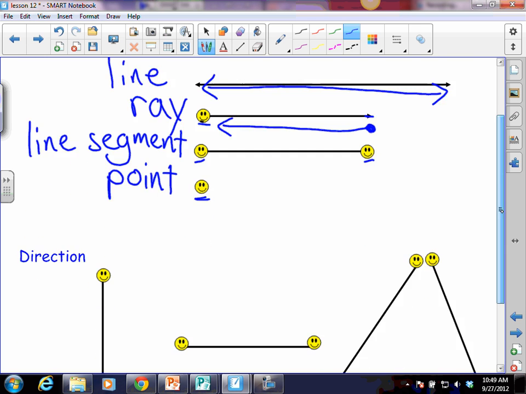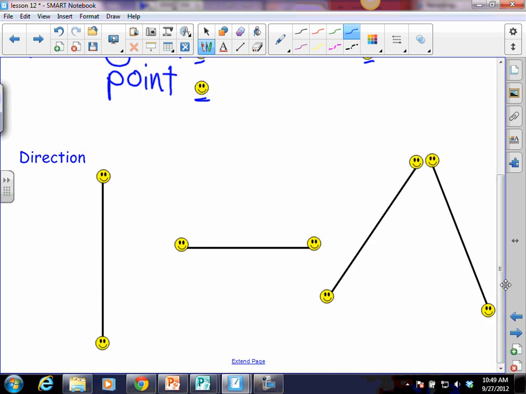Another part that we want to look at in connection with this is that our lines, whether it's a ray, an actual line, or a line segment, we can also draw them according to direction. And so we have three directions that we need to look at here. And hopefully you can name them just as fast as I am writing them. Our first one here we would say is a vertical. And because we have two endpoints, that would make it a line segment.